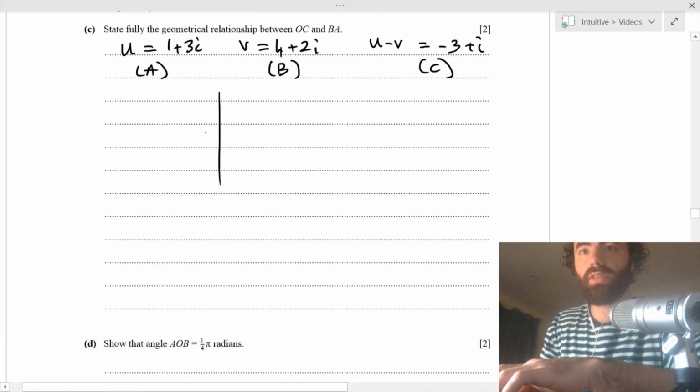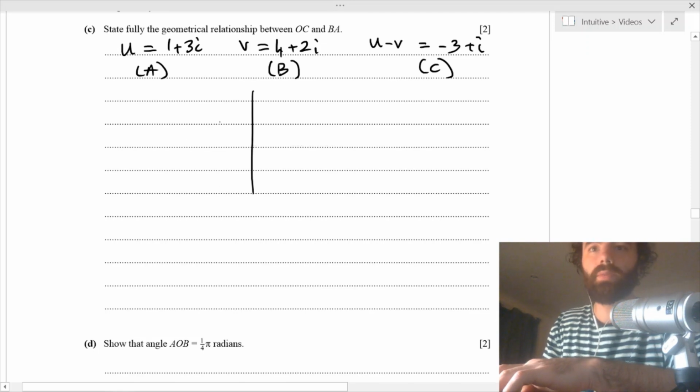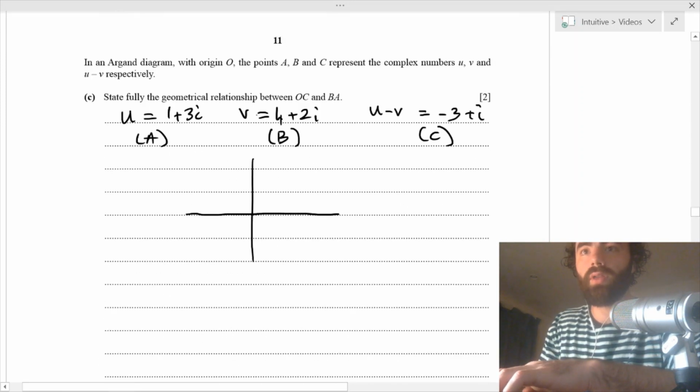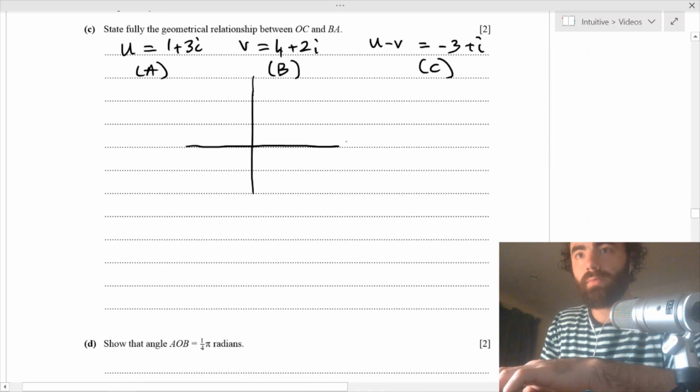So let's sketch this to get an idea. And you should kind of keep it to scale because this is geometric relationship, so we want to see kind of what's going on here. So point A is at 1. Remember, this is the real, this is the imaginary. So A is at 1, so let's call this 1 and 3. So let's say 1, 2, 3, 3i. So that's A.